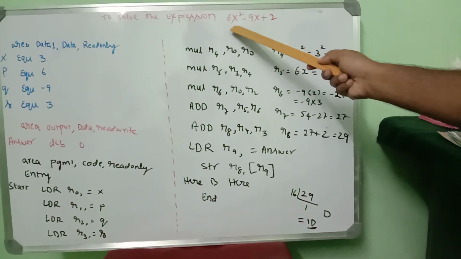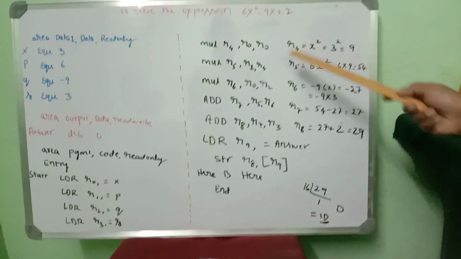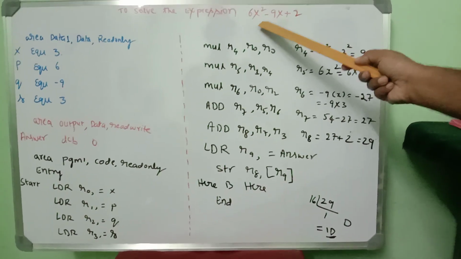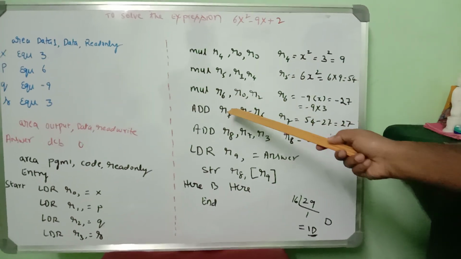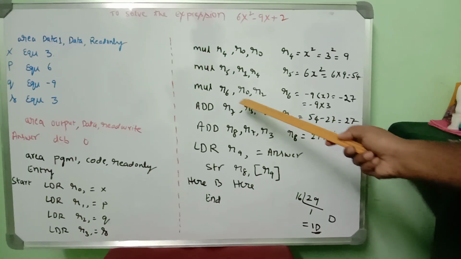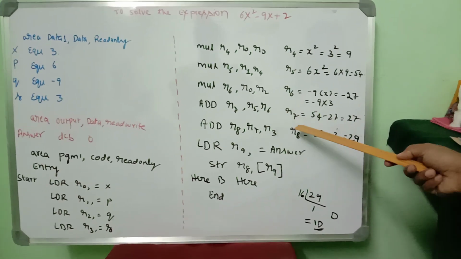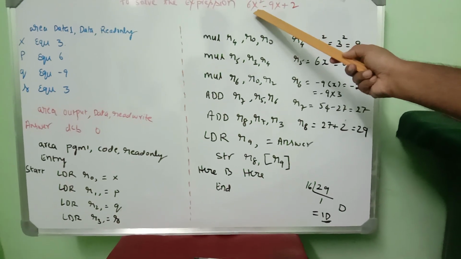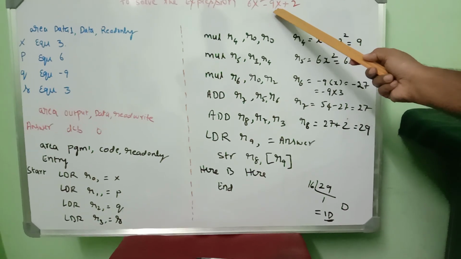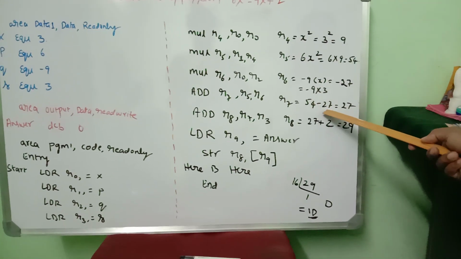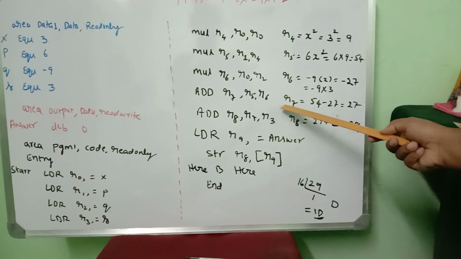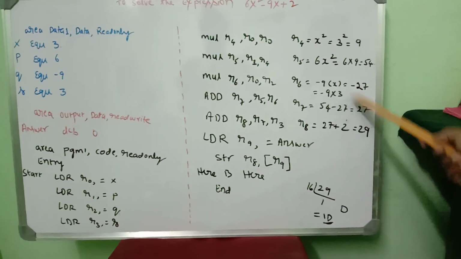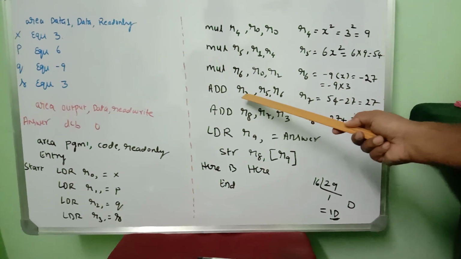So R5 has got 6x square. R6 has got -9x. So we are going to add R5 and R6 because we are adding 6x square plus of -9x. So add R5 and R6 and store it in R7. So R7 is equal to 6 into 3 square, that is 6 into 9, that is 54, minus 9 into 3, that is 27. 54 minus 27 is equal to 27, that will be available in R7. So 6x square minus 9x, that is nothing but 27, will arrive at R7.